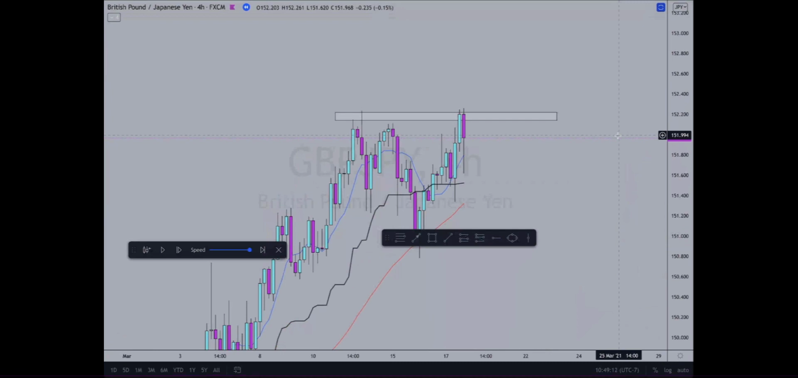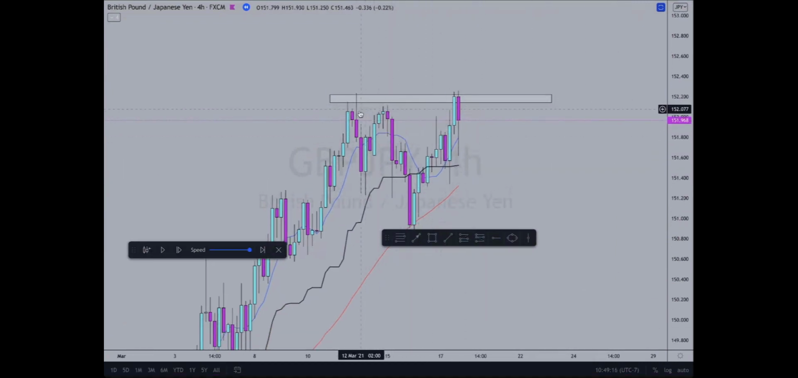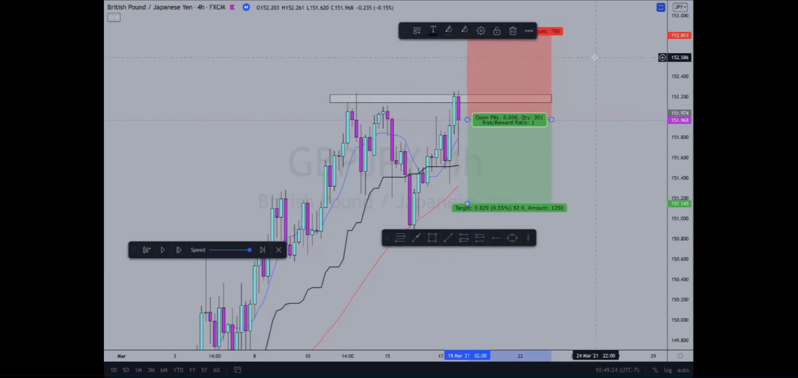Okay, so I put it in replay mode to kind of show you guys a better example, but as you can see, we do have a resistance here. Price has rejected this point 1, 2, and now 3 times and came down here, right? So a lot of people are going to take a sell position here, just like this.